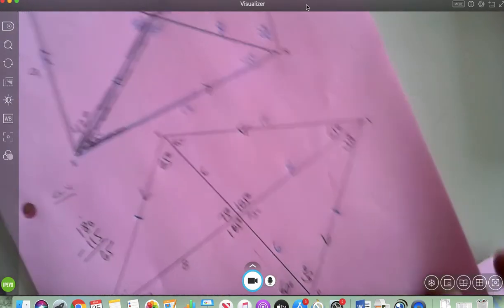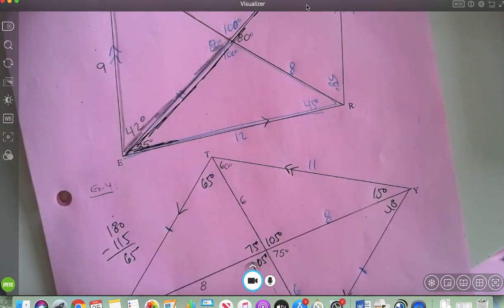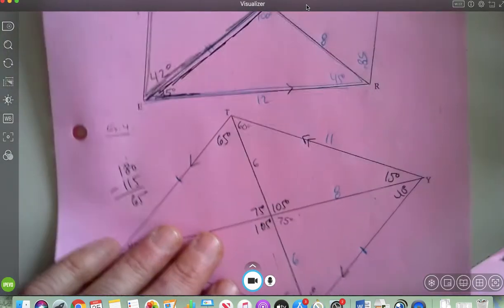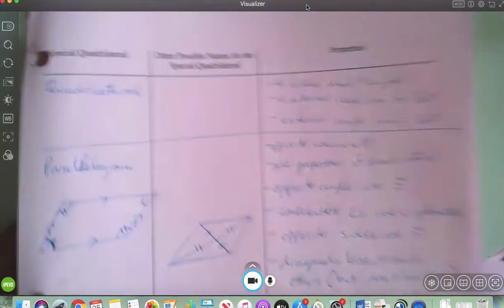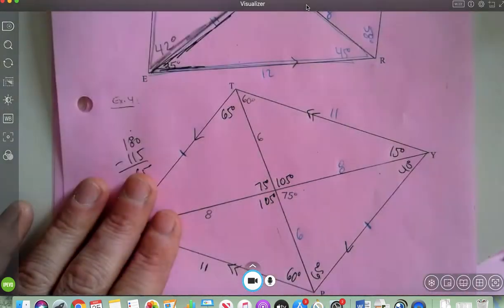So there are some examples of quadrilaterals using all those properties. As you do the homework problems, use this chart right here. Use these examples as models, and do your best on the homework.